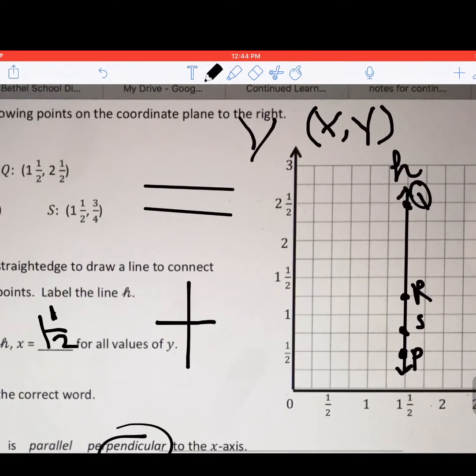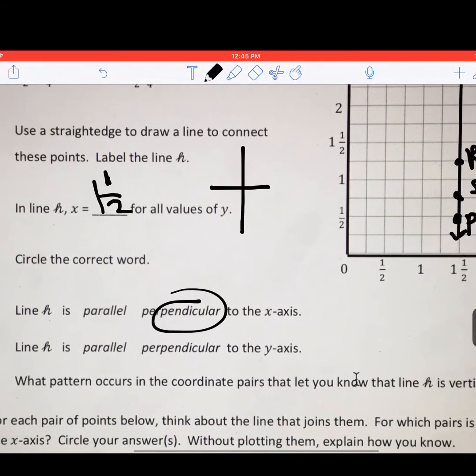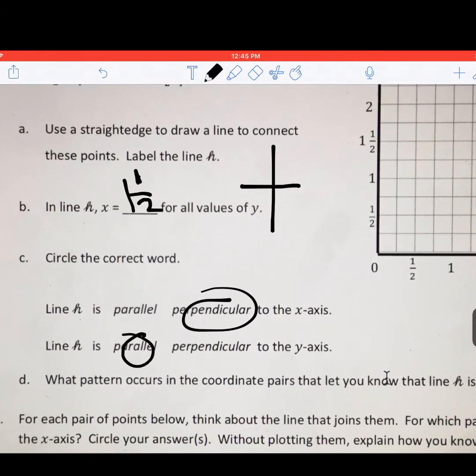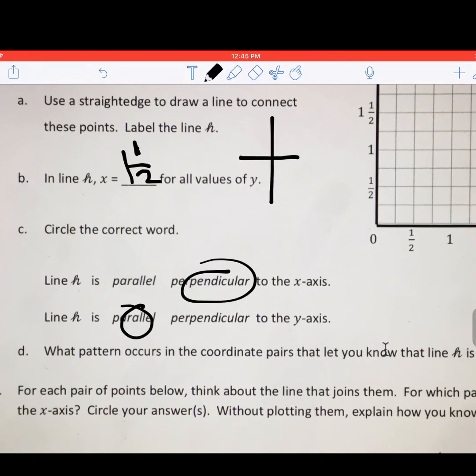The next part says its relationship to line Y. Those look like they would never meet, so they would have to be parallel.